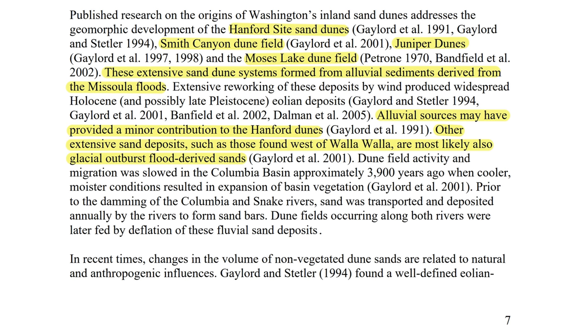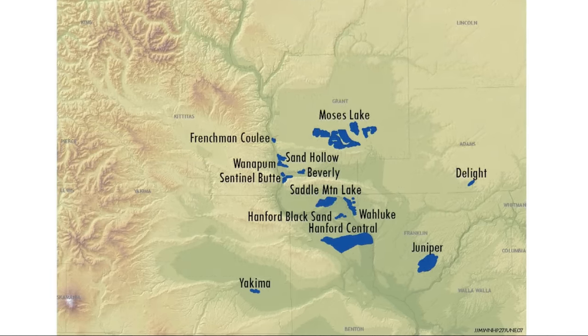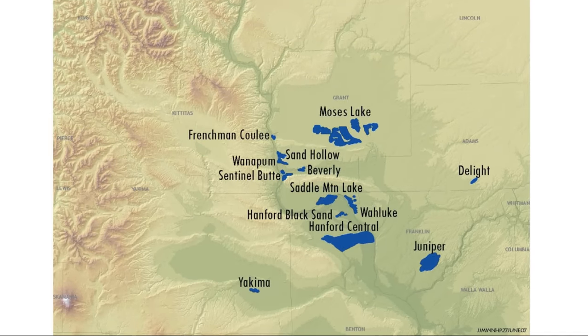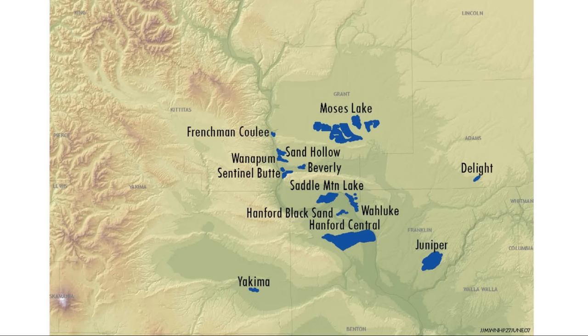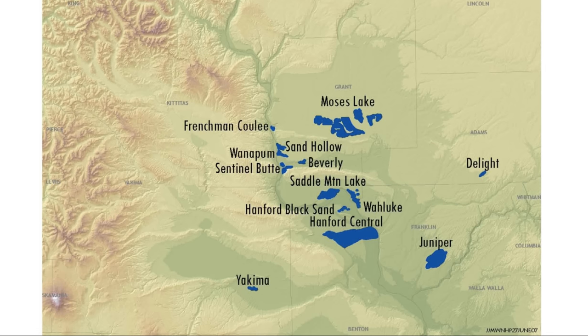We now have confirmation that the sand dunes, at least some of the ones here in the Scablands, were created during the floods at the end of the Ice Age. And that's going to be really important for the rest of today's video, because now we have a clear-cut example where we know that the sand was deposited after large floods.